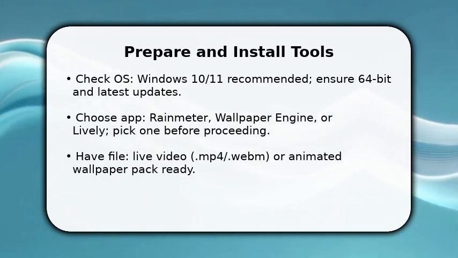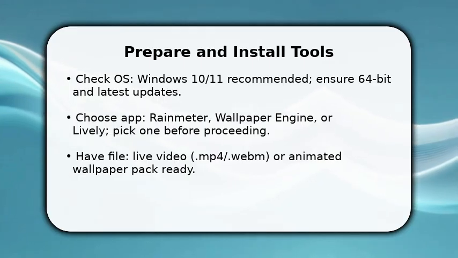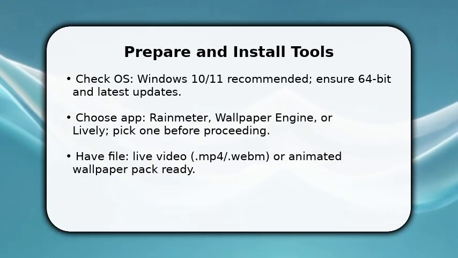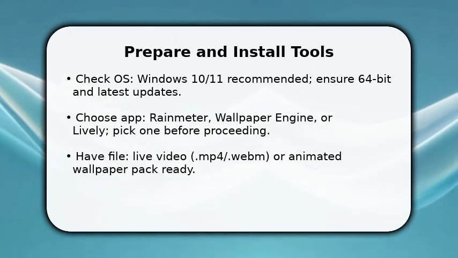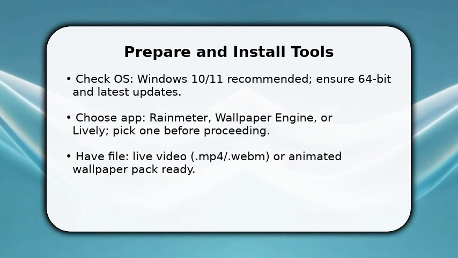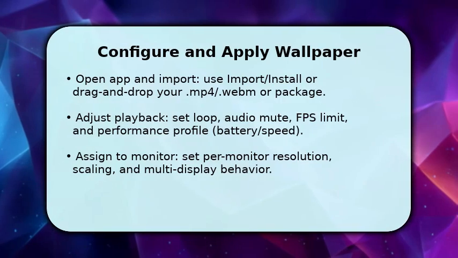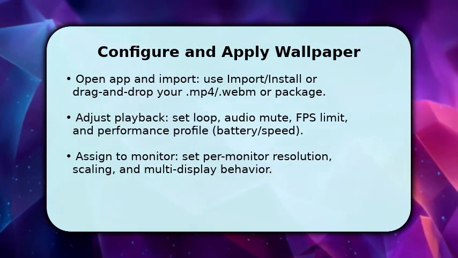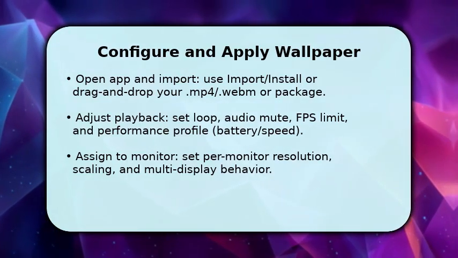for widgets. Download and install the app now, then place your live file or download a wallpaper pack into a known folder. Make sure to run the installer as administrator so permissions are correct, and the app can register itself with the system. Open the chosen app and import your live file or select a wallpaper from the store/library. Drag and drop works in most apps.